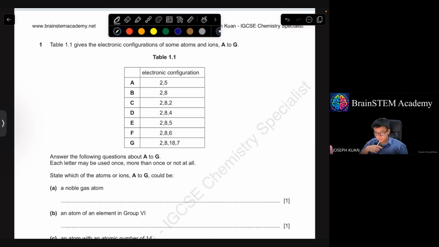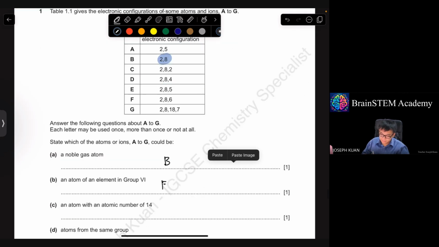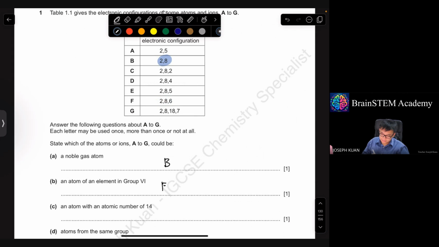State which of the atoms or ions A to G could be a noble gas atom. A noble gas atom should have a full outer shell of electrons, so B. An atom of an element in group 6, which has 6 valence electrons, that will be F. An atom with the atomic number 14, so it's an atom, so protons and electrons are the same, making it a neutral atom. So it has 14 electrons arranged in 2, 8, 4, so D.